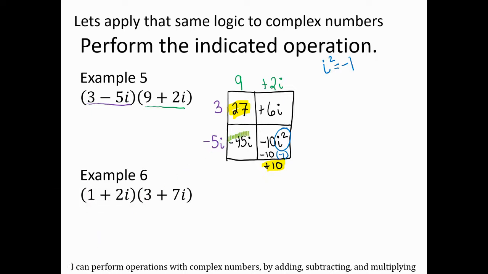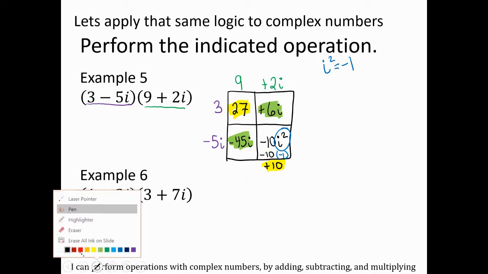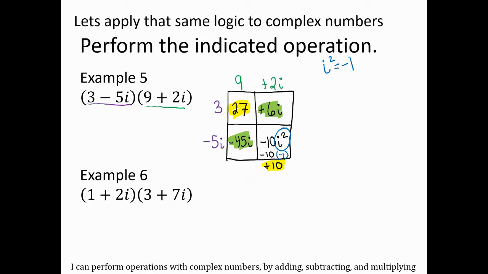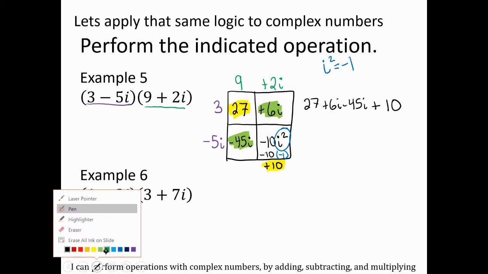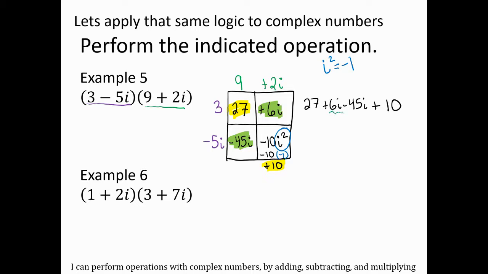And then, nifty thing is, this diagonal can be combined with this one, and this diagonal can be combined with this one, because these are going to be like terms and these are going to be like terms. So I'm just going to write it out just to make sure we get it. So I'm going to put 27 plus 6i minus 45i plus, remember this became positive 10. All right, so we are going to have the like terms of the i's together, and we're going to have our like terms of the numbers together.